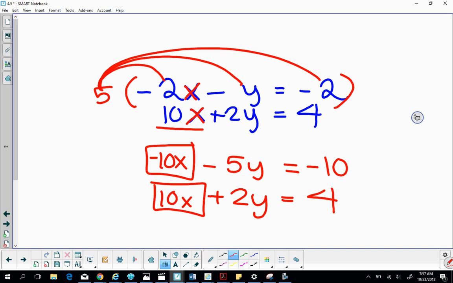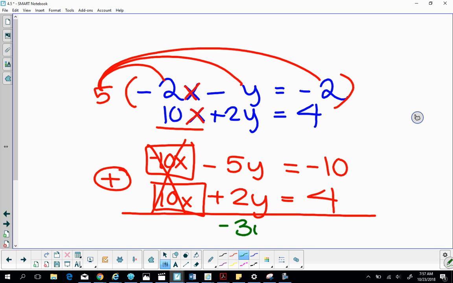Always the function that I do between this and this: do I add, subtract, multiply, or divide? Always adding, right? Because that's how we eliminate the x's. So negative 10 plus 10 is zippo, right? So this would cross out. And so this is number 8 on your worksheet. Then what is negative 5 plus 2? Good, negative 3y. And then negative 10 plus 4, negative 6.